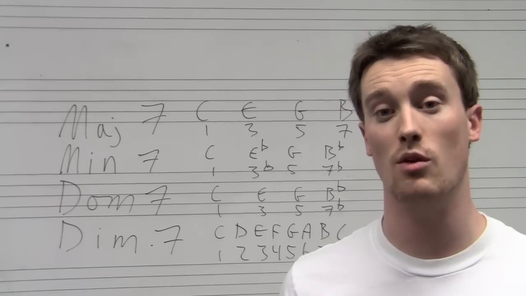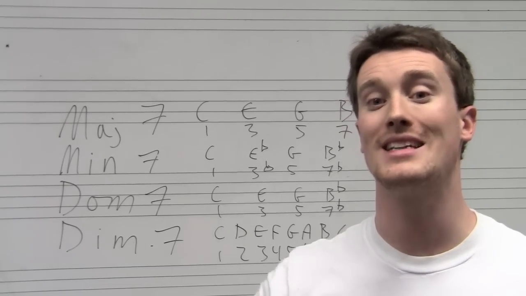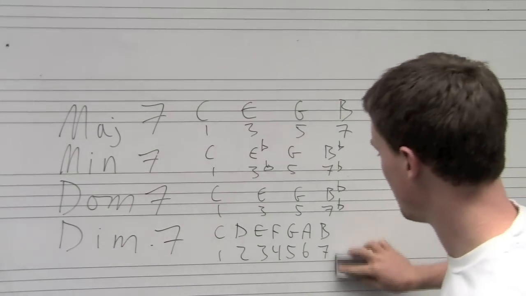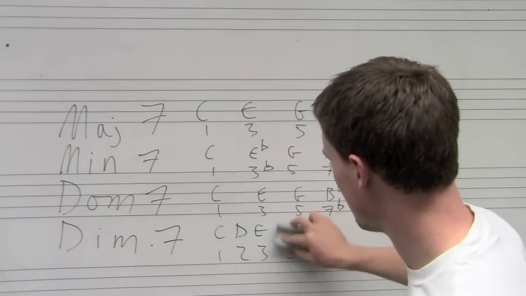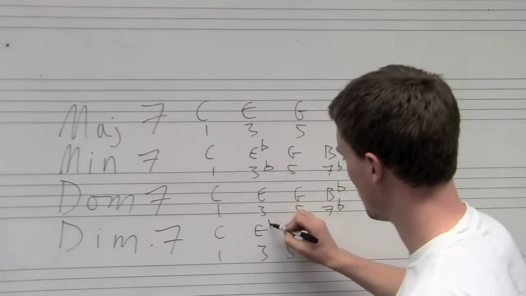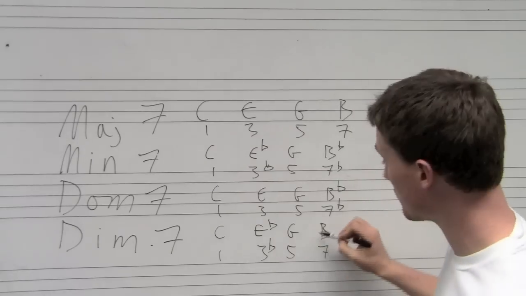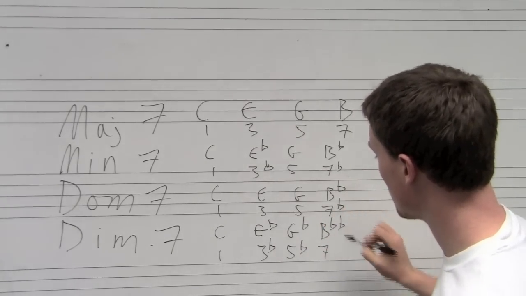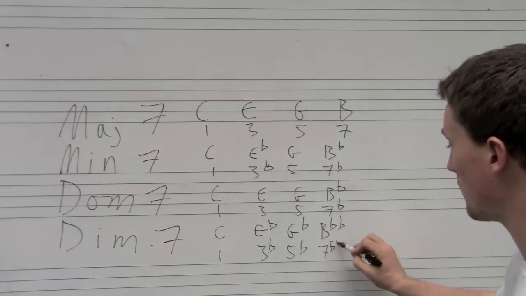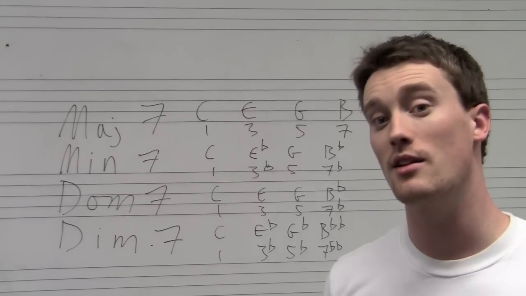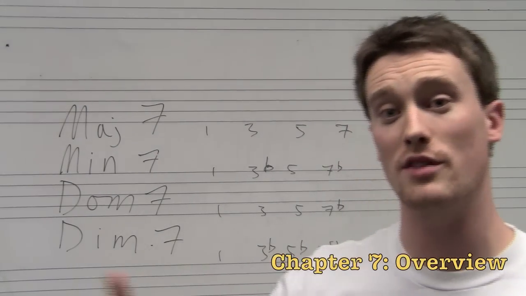So with diminished 7, we're looking at 1, flat 3, flat 5, double flat 7, okay? Get rid of the other ones you don't want. So E goes down to E flat, G goes down to G flat, and B gets 2 flats. So it's either B double flat or A.